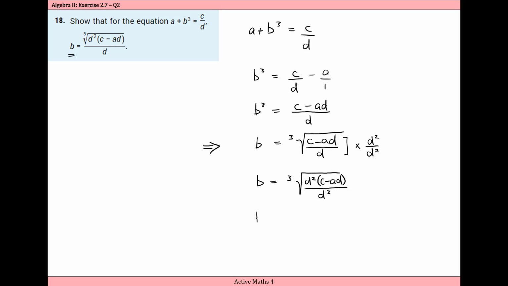All I'm going to do now is split the top and the bottom. So I'm going to get the cubed root of the top of the fraction, which I can just write as the cubed root of d squared on c minus ad. And then the cubed root of the bottom of the fraction, well, the cubed root of d cubed is just d. And so we're left with b is equal to the cubed root of d squared on c minus ad all over d, which is in the required form.